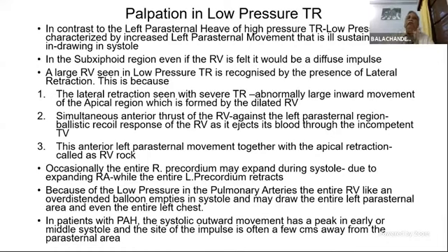So this is called RV rock. It is not called a left parasternal heave. It is called an RV rock, the very characteristic sign of a low pressure TR. But remember, in Epstein's anomaly, you will not get it simply because there is no RV there.